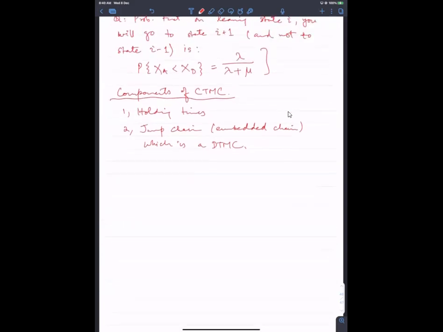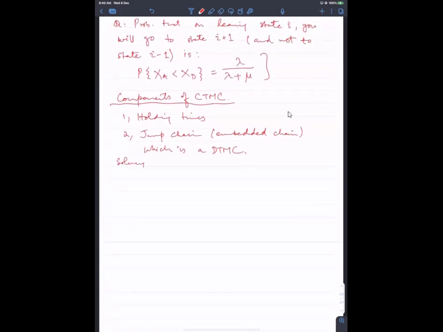So how do you solve the CTMC? Solving CTMC for, let's say, stationary distribution or limiting distribution. By the way, for the continuous time Markov chain, the limiting distribution, if it exists, and it will exist under very mild conditions, so if it exists, it would be the same as the stationary distribution.